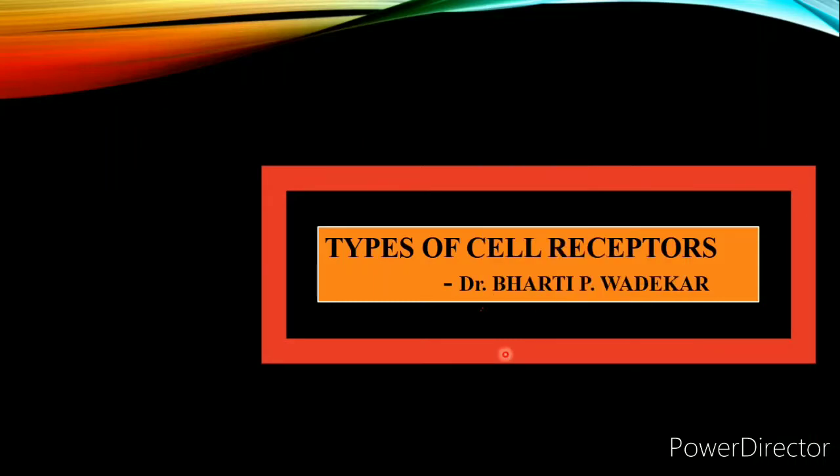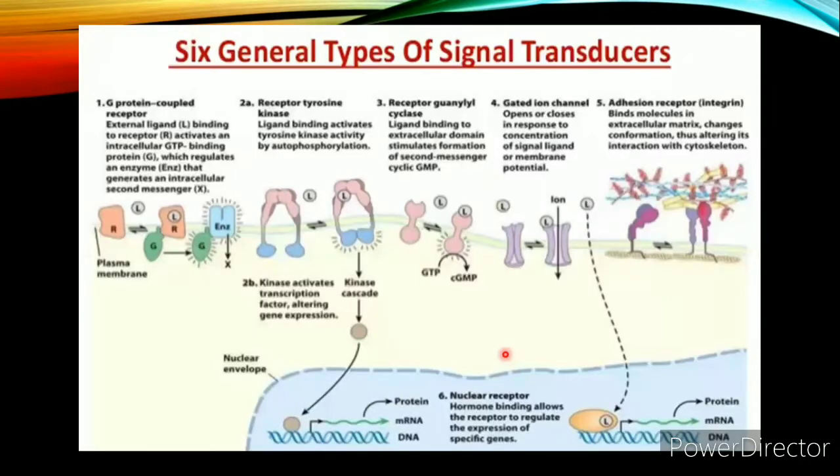Now we will discuss the types of cell receptors. There are six types of cell receptor. First one is the G protein coupled receptor. Second is receptor tyrosine kinase, third is receptor guanylyl cyclase, and fourth is gated ion channel. Fifth is the adhesion receptor, and last is the nuclear receptor. I will explain all these receptors from this figure.